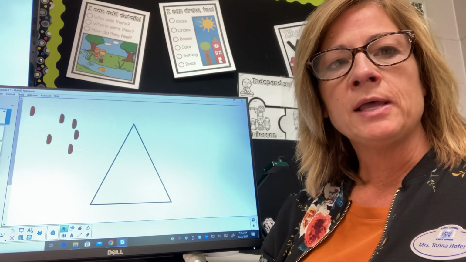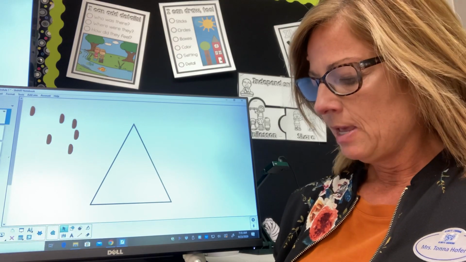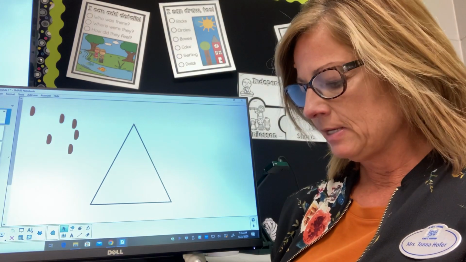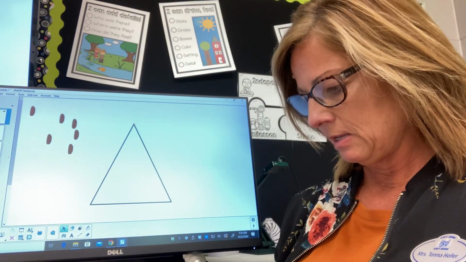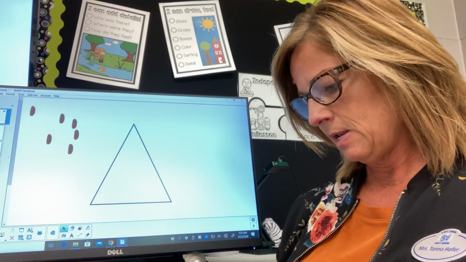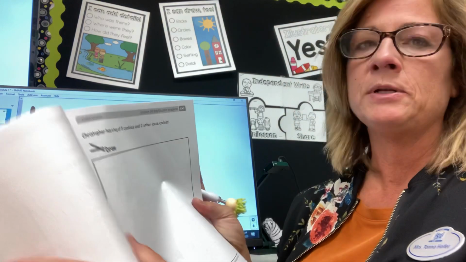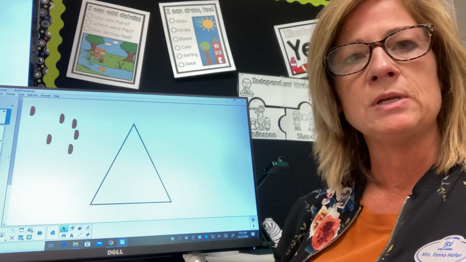So if you want to pause your video, you're going to need to get the pages out of your math book, pages 95, 97, and 99. And they're lesson 20. So if you look at the top, it'll say lesson 20. Those are the pages you need.